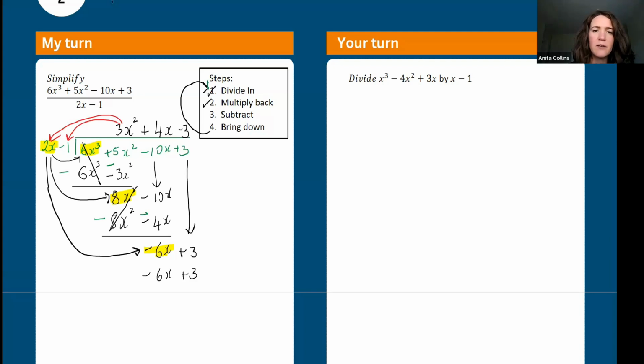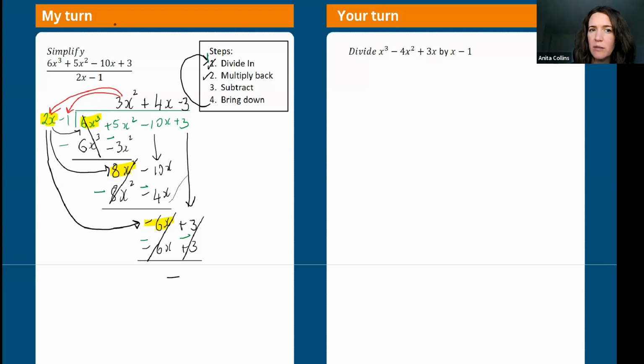Multiply back, done. Subtract. Remember, with our subtract, we change the sign here and here. Minus 6x minus minus 6x is zero. Positive 3 minus positive 3 is 0. So we're left with nothing there. There was no remainder. Okay? So we can say that 6x cubed, when you divide it by 2x minus 1, you will get 3x squared plus 4x minus 3 with no remainder.